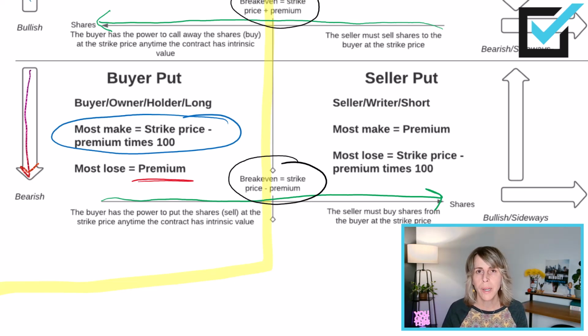The buyer of the put has the power to sell shares at the strike price. They're only going to buy the shares if the market price has gone down and they can sell the shares for more than they paid. Did you get that? That's a good one.